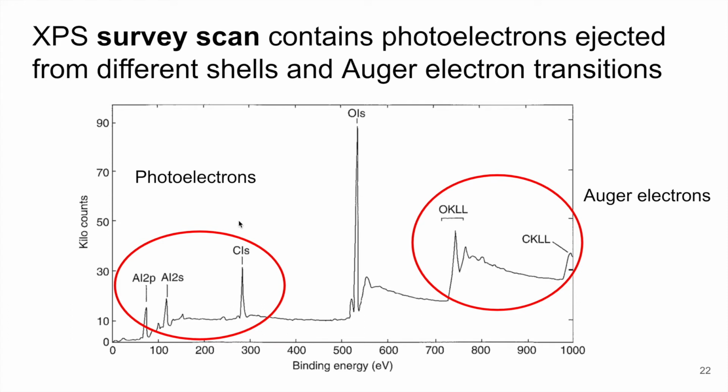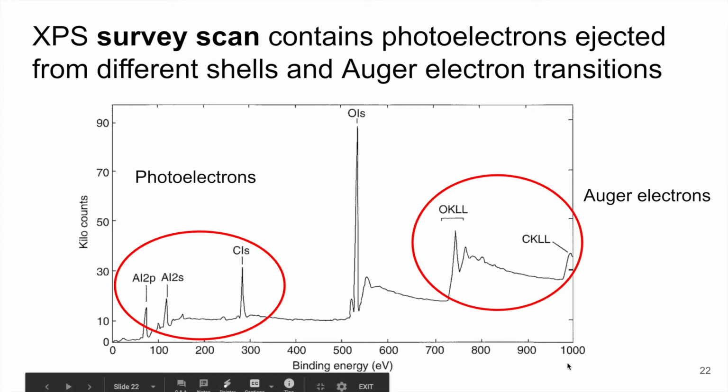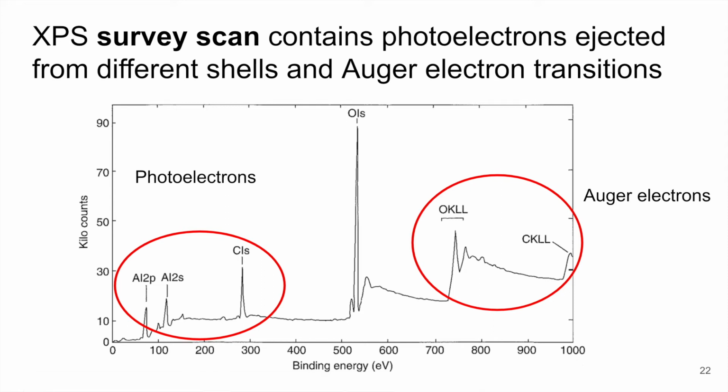So in XPS, the first thing we end up doing is we obtain what's called a survey scan. That's a scan of a very wide range. So we go from 0 all the way up to 1,000, a very wide range of binding energies. And this is to be able to see all the different things that we have.